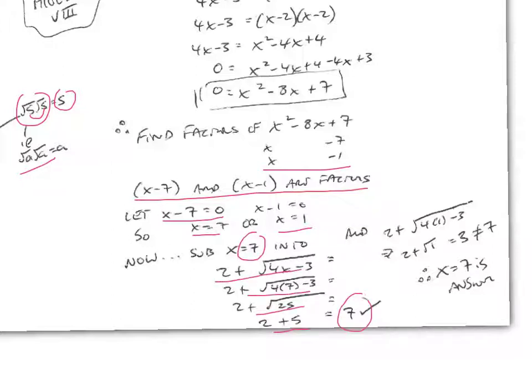We'll see, does it equal 7 as per the original? It does, so that's good. And we'll try x equals 1, and we'll put that in, and we'll see that it doesn't actually equate to the 7 that we're looking for. So this x equals 7 is the answer, not x equals 1.